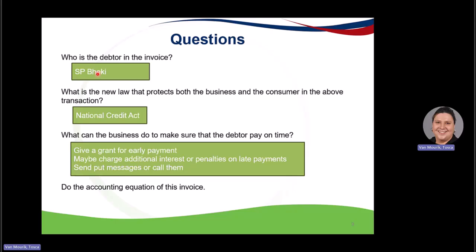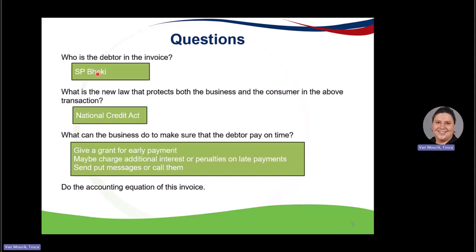So to send out the messages or to call them. And then the last one is, what is the accounting equation for this invoice? So I want you to think about what happened. What happened was we received a sale, okay, but it is one on credit. We didn't receive it actually by means of cash.